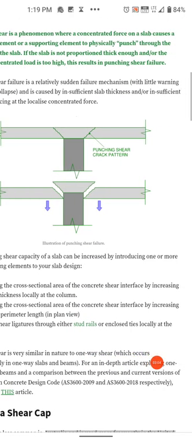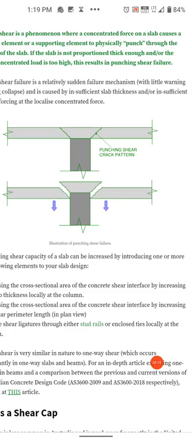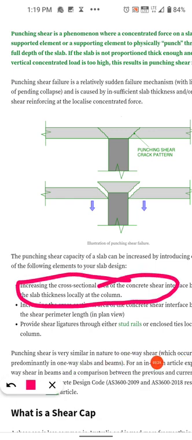The punching shear capacity of a slab can be increased by introducing one or more of the following elements to the slab design. So how do you make it stronger? Increase the cross-sectional area of the concrete shear interface by increasing the slab thickness locally at the column. So increase this thickness. Now remember, you can grab a pen and a piece of paper and punch right through it. Then grab a ream of paper and try to punch through that. You're only going to go so deep. That doesn't mean if you go 10 or 30 pages in, you only need 11 pages to do it. Keep in mind, the backing of the other pages made that ream stiffer and stronger, like having a base underneath, behind the paper. So you still need that backing.